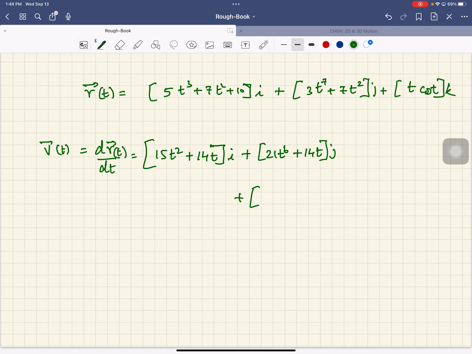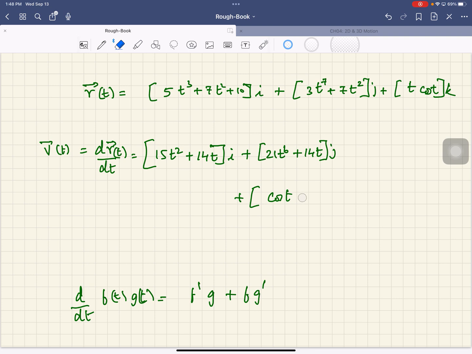Okay, so the rule is the following. d by dt of f(t) g(t), if you have a product of two functions, is f prime g plus f g prime. Minus sine t. Okay? So the derivative of t is 1, so cosine t minus t sine t. Do you understand that? Okay.